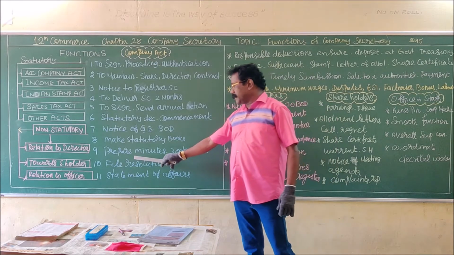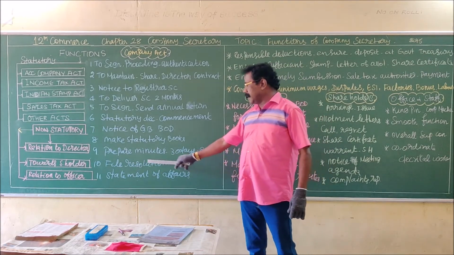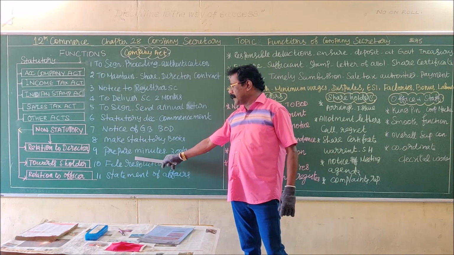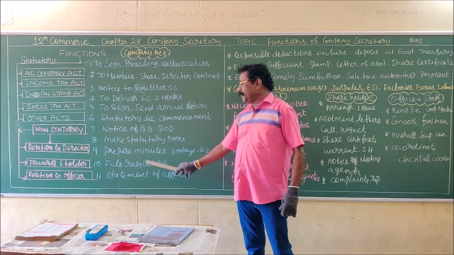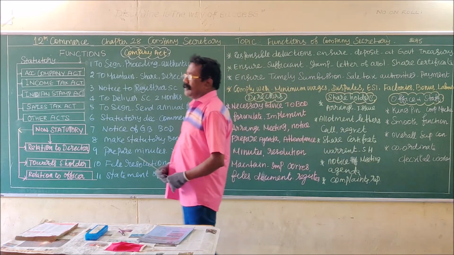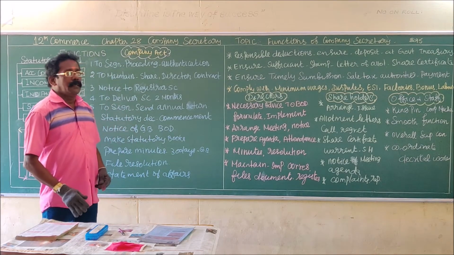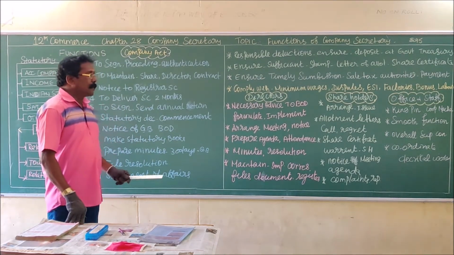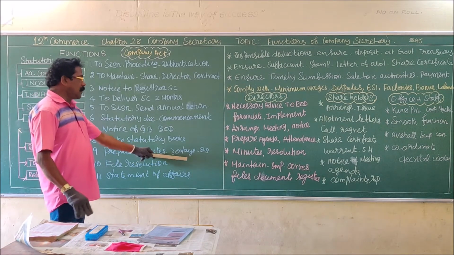Then file a resolution passed at the meeting. The resolution that has been passed by the board of directors or the shareholders should be filed with the registrar. Any resolution that is passed in the meeting should be filed with the registrar of the company. It is the duty of the company secretary to file a resolution with the registrar.